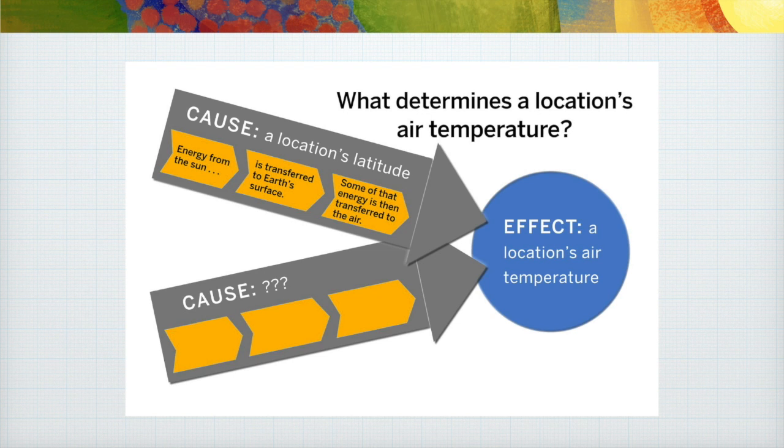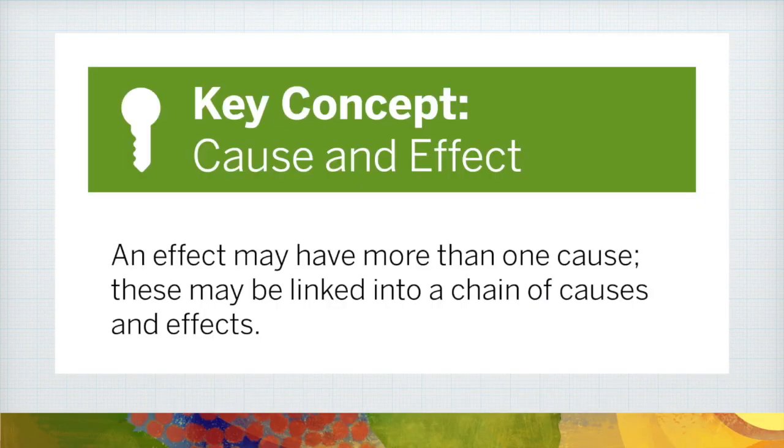We can think of an air temperature of a location as an effect. The air temperature is the result of some cause or causes. And we are trying to find out what those are. We know that latitude affects the air temperature, but this does not explain why Christchurch is cooler during El Nino years. There must be some other causes. So an effect may have more than one cause. These may be linked into a chain of causes and effects.